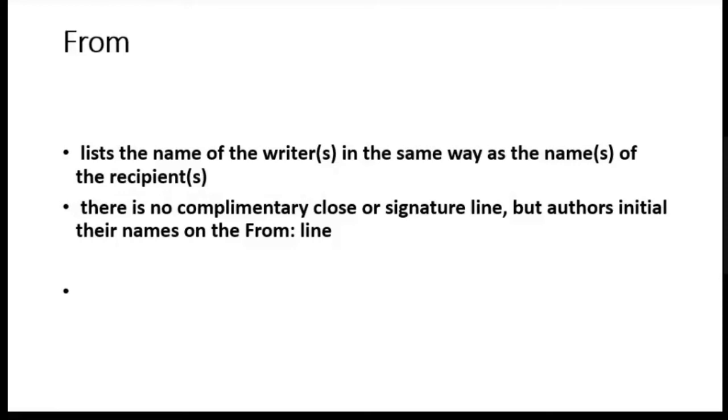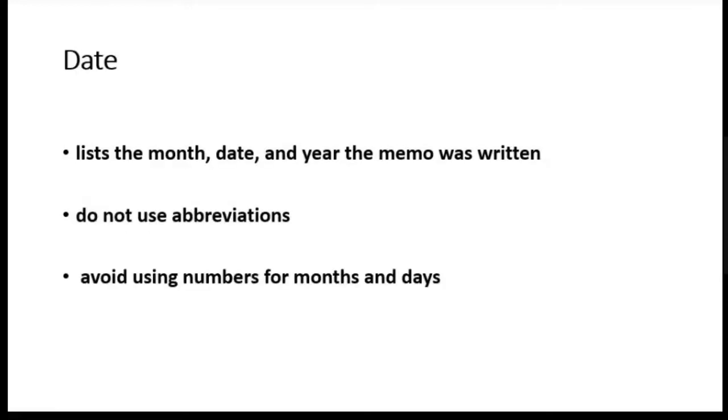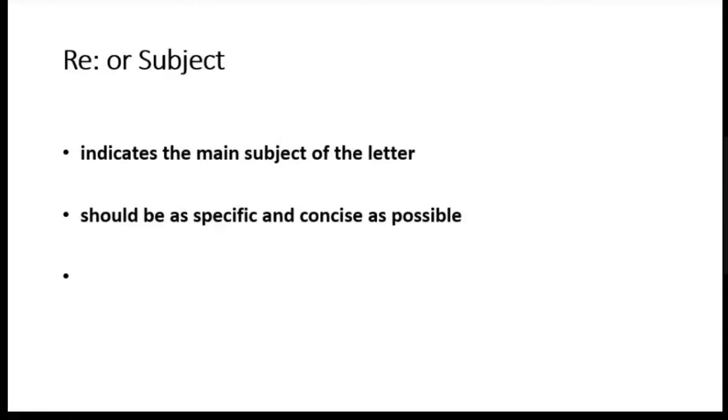So here comes the date. It lists the month, date, and year the memo was written. Do not use abbreviations. Avoid using numbers for month and days. Re or Subject indicates the main subject of the memo, which should be as specific and as concise as possible.